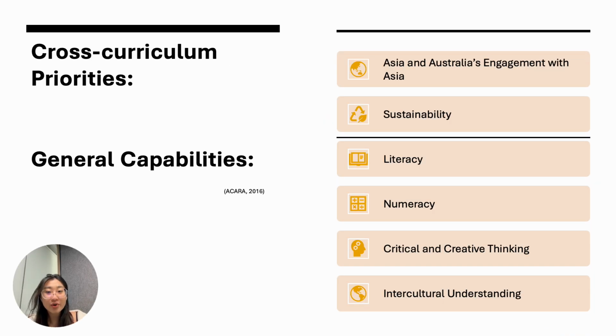For the cross-curriculum priorities, my class relates to Asia and Australia's engagement with Asia. Also, sustainability. For the general capabilities, this lesson develops students' literacy, numeracy, critical and creative thinking, and intercultural understanding.